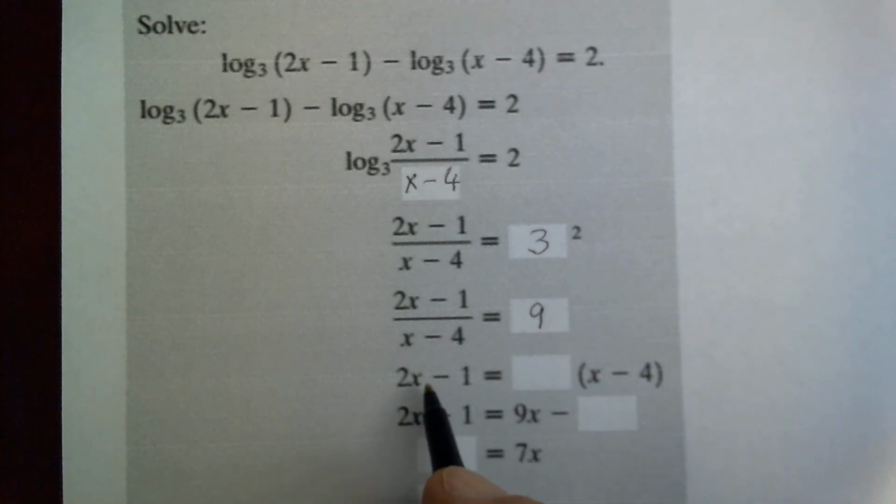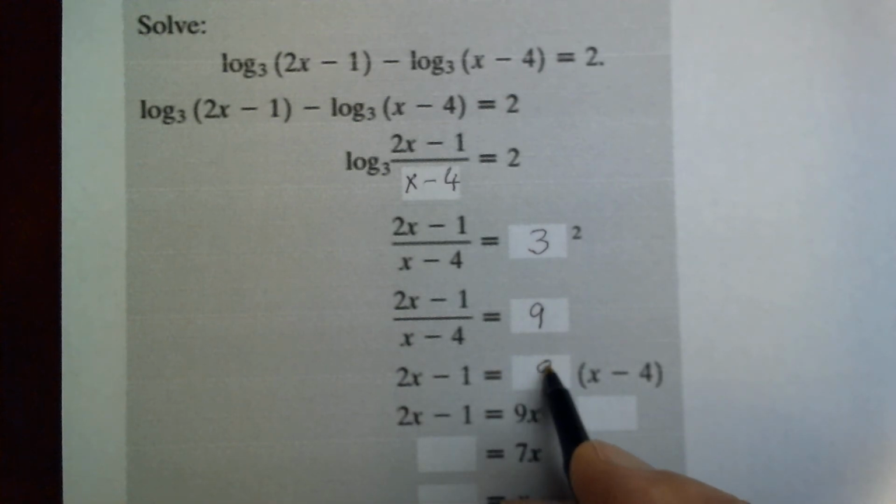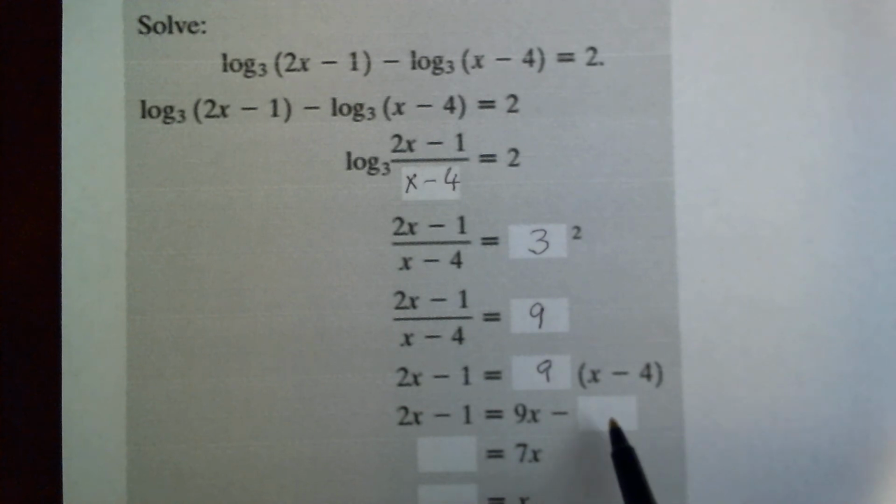Now we multiply both sides by x minus 4. So on the left side we have 2x minus 1, equals 9 times x minus 4. So we have 9x minus 36. And we subtract 2x on both sides and add 36 to both sides. So that means 7x equals 35. Then we divide both sides by 7 to isolate x. And 35 divided by 7 equals 5.